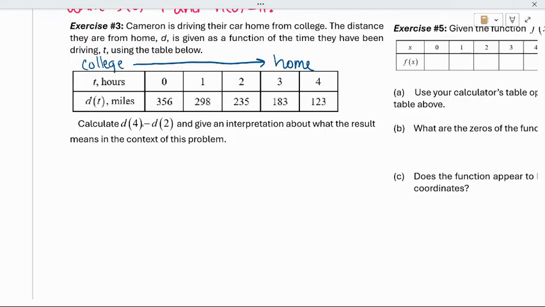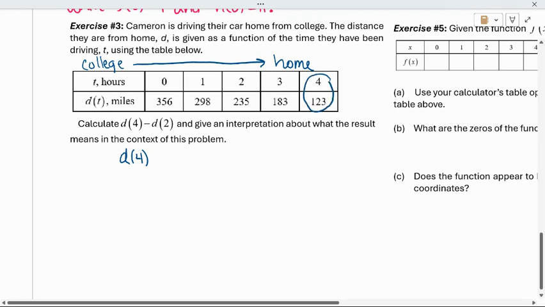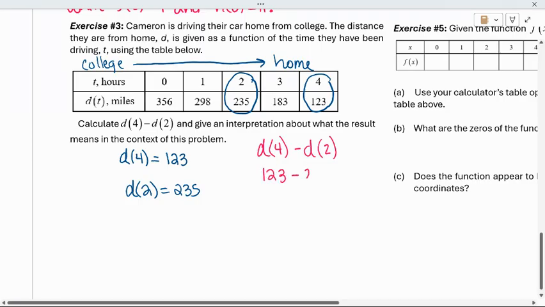So we have to calculate d of 4. Well, when I let x equal 4, d of 4 is 123. We also have to figure out what d of 2 is. Well, d of 2 is 235. I have to subtract these. I have to take d of 4 minus d of 2. Well, d of 4 is 123 minus d of 2, which is 235. What is 123 minus 235?